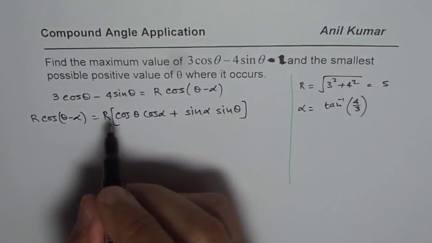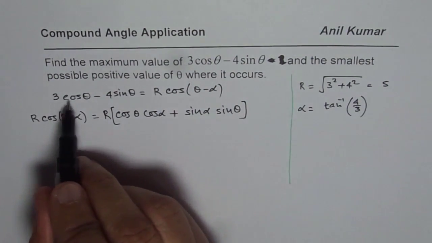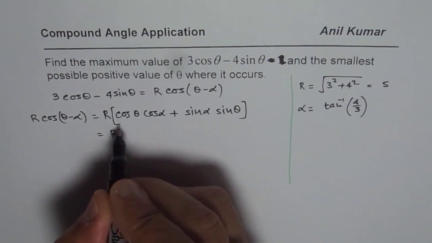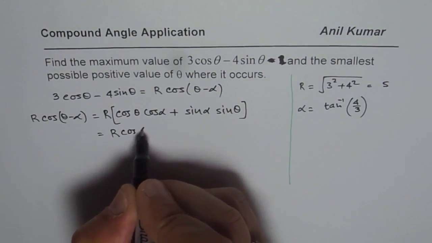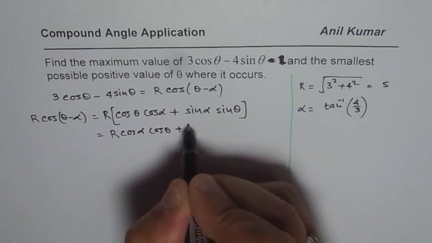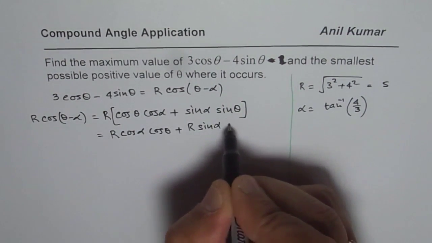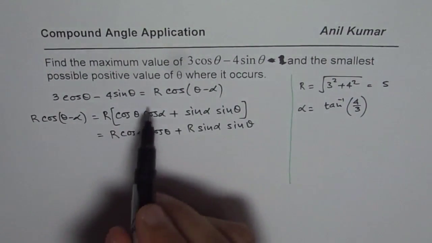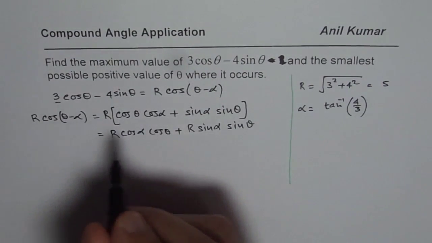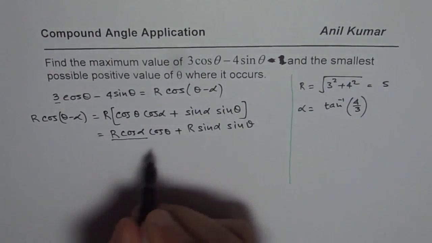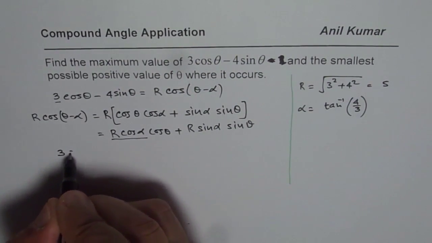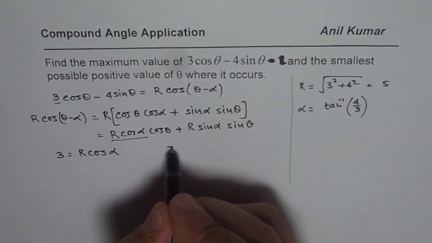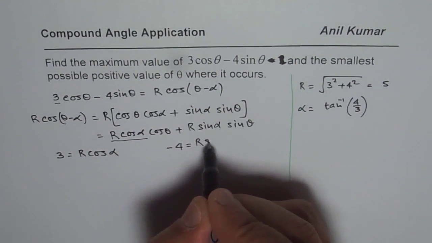That gives us cos theta cos alpha plus sine theta sine alpha. Now, if we compare these two equations, let me expand it further. We get r cos alpha cos theta plus r sine alpha sine theta. Now we have to make the left side equal to the right side, and that is possible if 3 equals r cos alpha, because cos theta is already there. Comparing the other part, we get minus 4 equals r sine alpha.